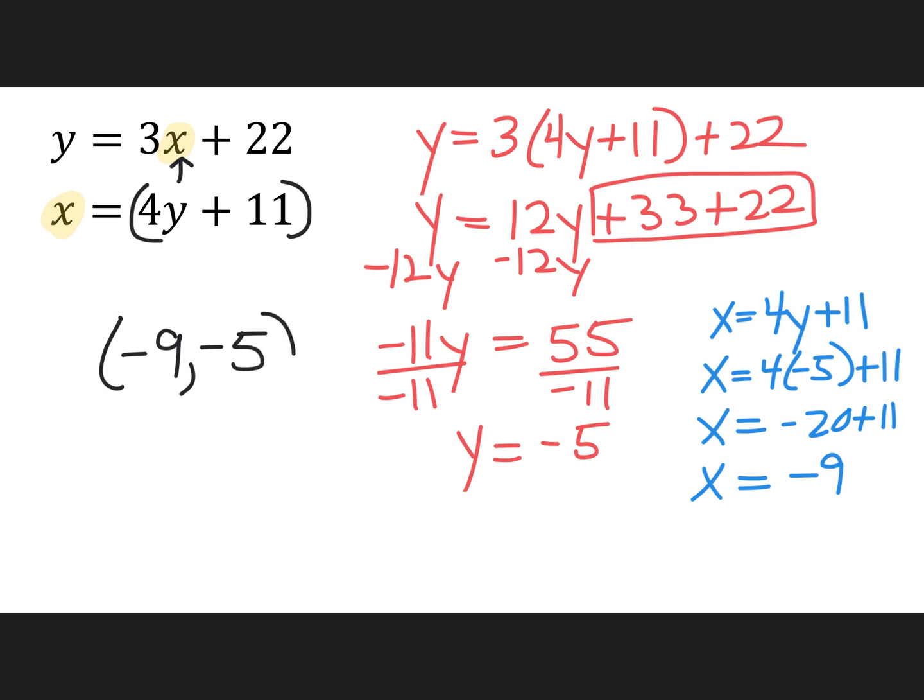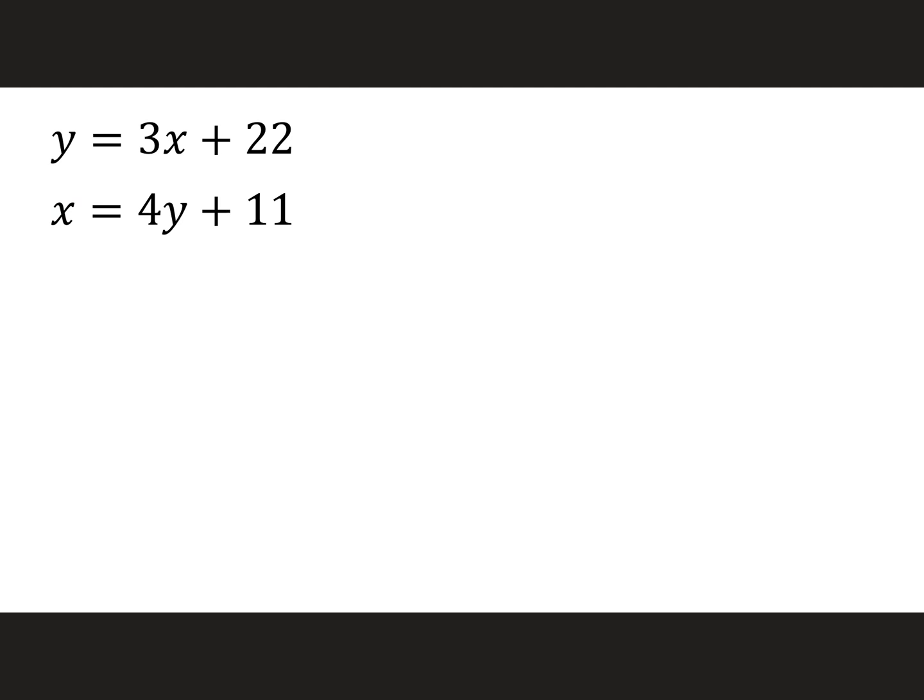And again, remember to always put the x value in first in the ordered pair. This is the same problem we just did, but I want to share with you that I could have done it a different way. I could have said that y equals 3x plus 22. And instead of doing it the way I just did it, I could have put this in here. I'm not going to finish the equation because it's going to be the same answer, but then I could have said x equals 4 times what y equaled, then plus 11.